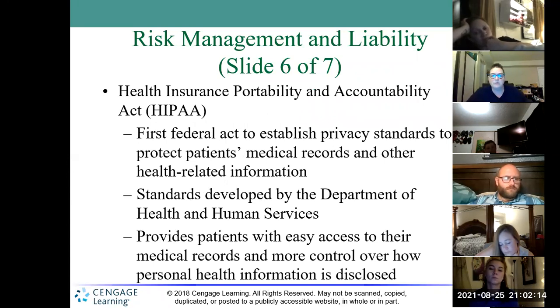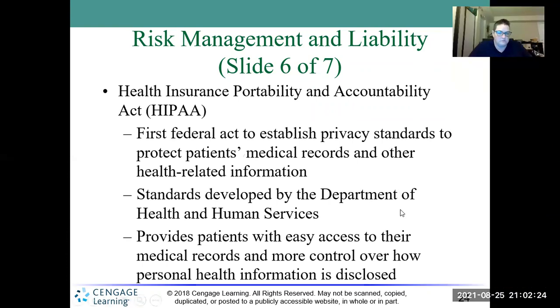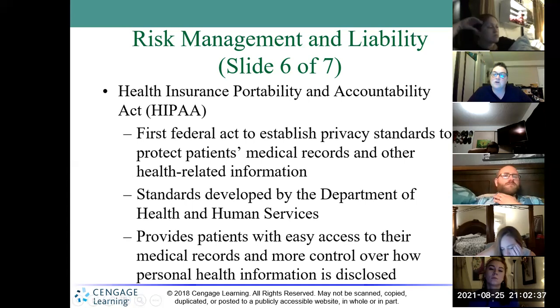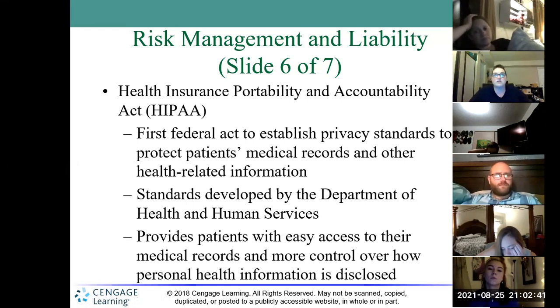HIPAA, let's talk about HIPAA real quick. It's spelled with two A's, not two P's. It is the Health Insurance Portability and Accountability Act. This provides privacy standards to patients with their records. So this is very protective of the patient and their private information and their health-related information.